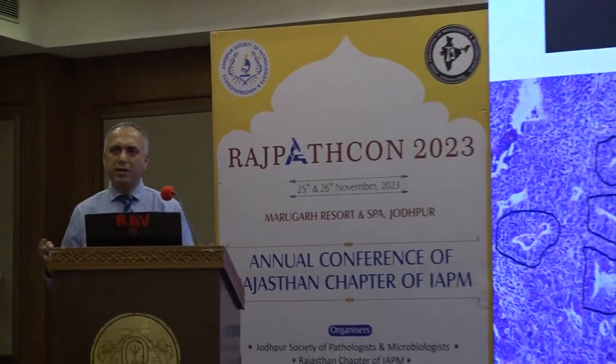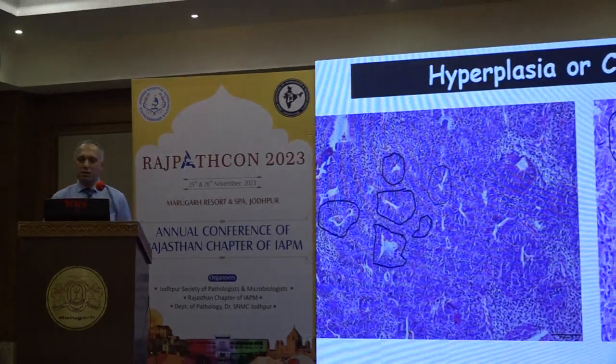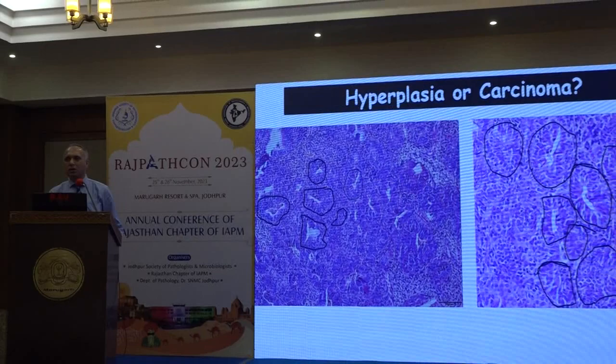A good way to do that, whether it's a hyperplasia or a carcinoma, is to draw an imaginary line along the glands. If you are able to delineate all the glands from one another, that is not likely to be a carcinoma.